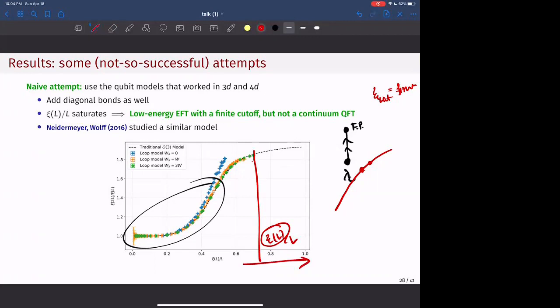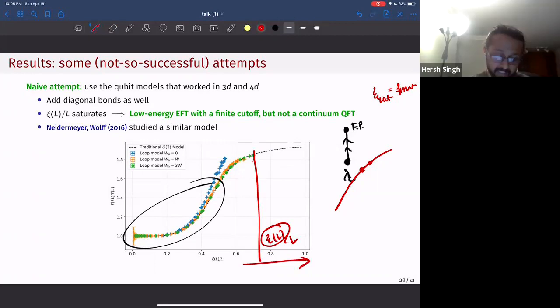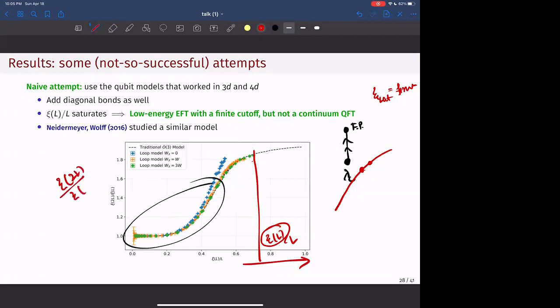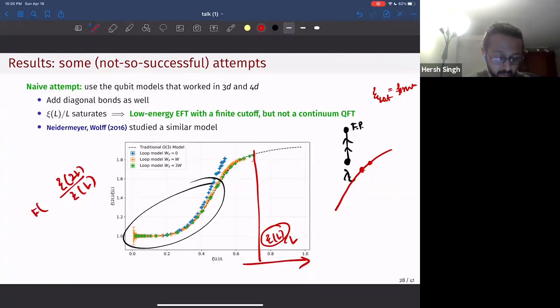And what is the y-axis here? Yeah, the y-axis is C2L by C L. So this was the definition of the universal step scaling function.